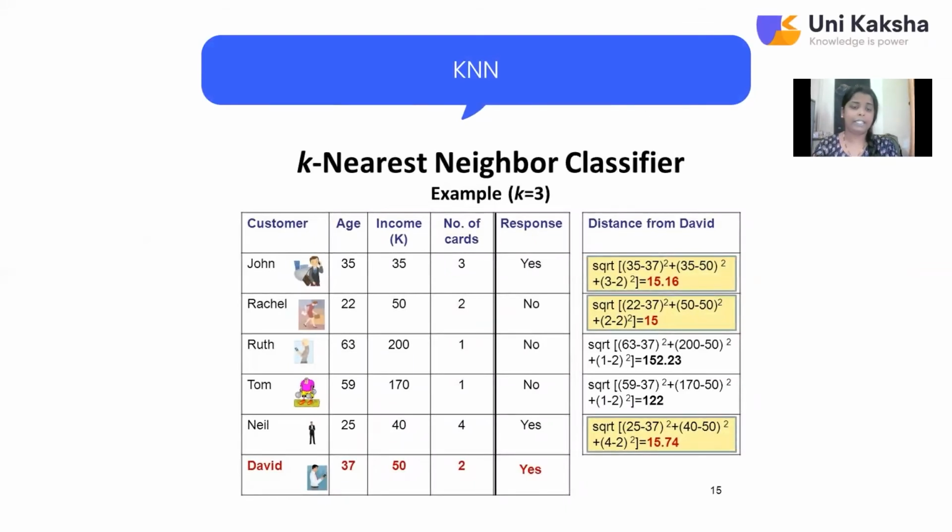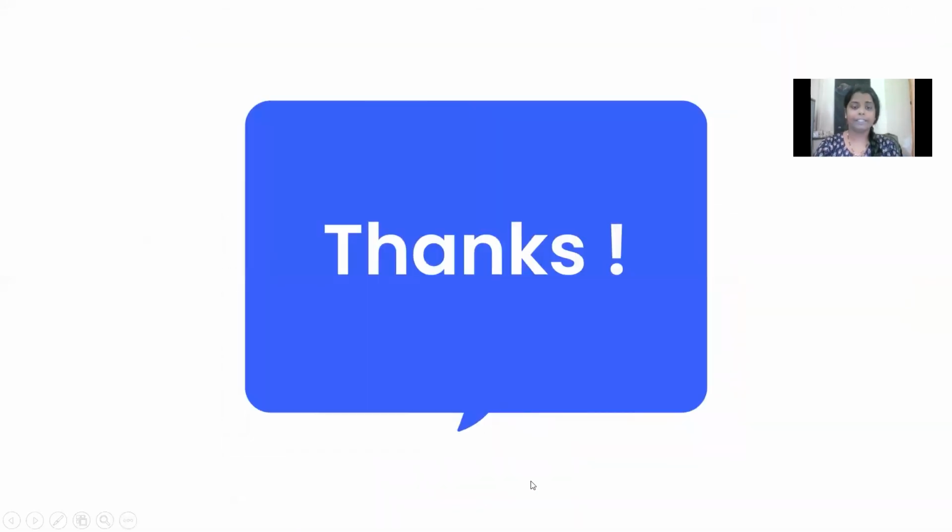you have been provided with data containing the name of the customer, their age, their income, their number of cards, and a response on whether they are ready to purchase the next card or not. You have all this information with you, and suppose a new customer comes in named David, with age 37, income 50,000, and 2 cards already, and you have to predict whether this person will take up a new card or not.